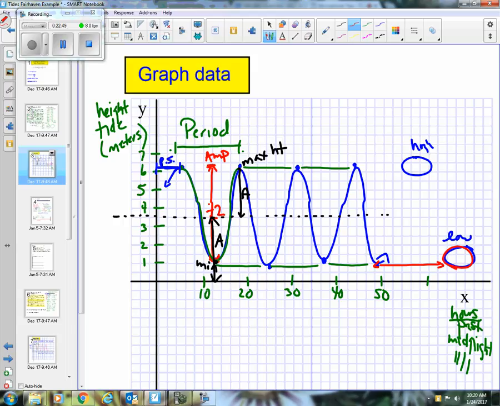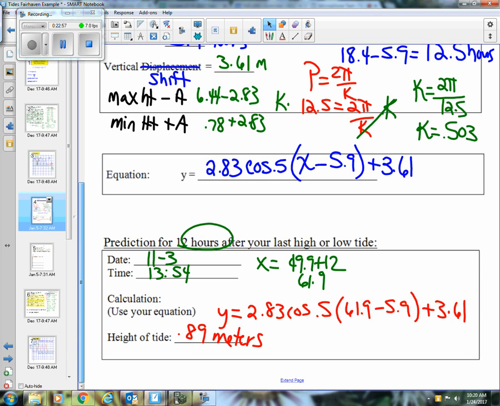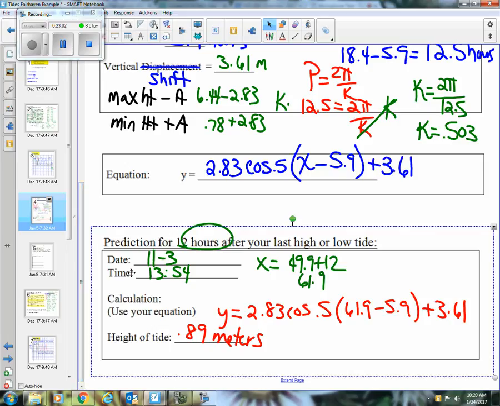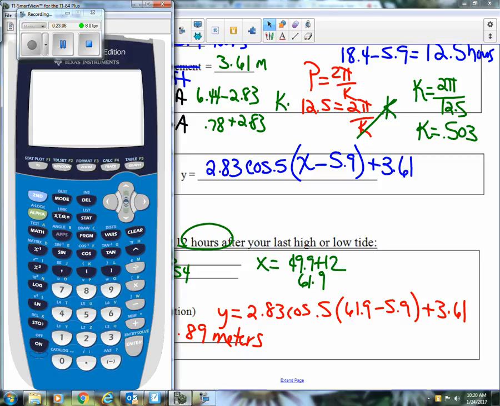Okay, so I want to check the graphing calculator part of this and just see how accurate we are. So we made a prediction about what we think is going to be happening based off our equation. This is the power of this. We can now project any time in the future, so any date, any time, what that tide is going to be.